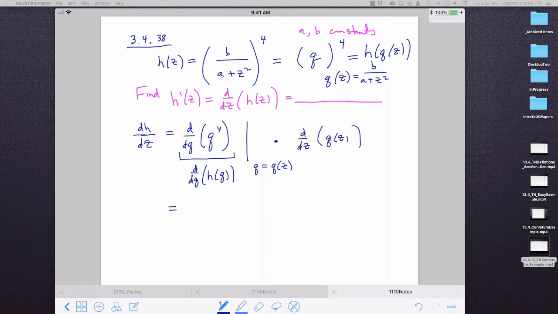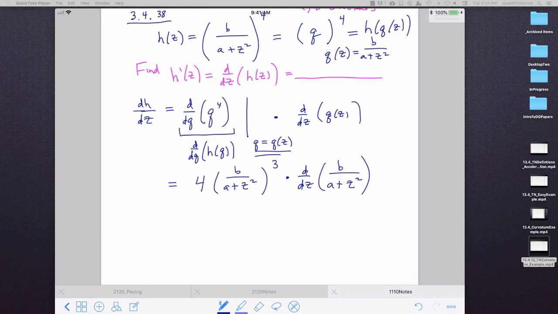So you have the derivative of your outer function was 4 times something to the 3rd power. But the inner function, once you do the substitution right here, wherever you saw the q, q was equal to b divided by a plus z squared. And then you need to multiply by the derivative with respect to z of b over a plus z squared. Okay. So I've successfully written down the chain rule. I just need to finish it by computing this derivative.